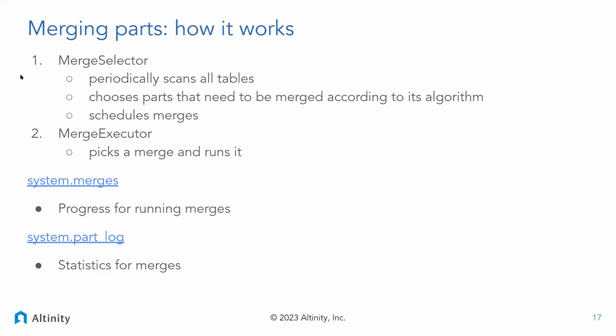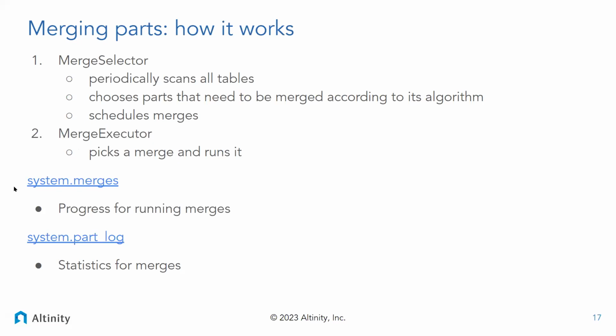So here's how the algorithm works. There's a part of ClickHouse called the merge selector, and it's scanning the tables and looking for parts that can be merged. And then there's a merge executor, which picks a merge, and so it schedules the merges because they need to happen in a particular order. The merge executor picks the merge and then runs it. So it grabs the data, pulls it into memory, resorts it, and spits it back out again.